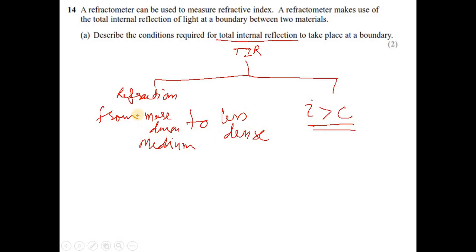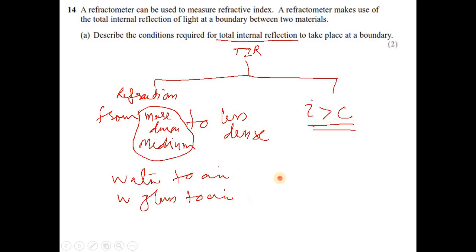You can use it from a high refractive index medium to a low refractive index medium, like water to air, or glass to air, or glass to water. These are some examples of refraction from a denser medium to a rarer medium, or from high refractive index to low refractive index. And if the incident angle is greater than the critical angle, then we can have total internal reflection.